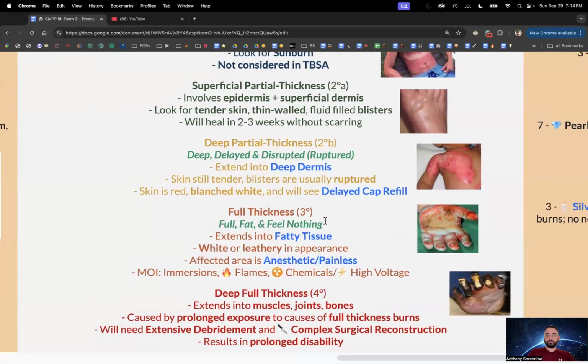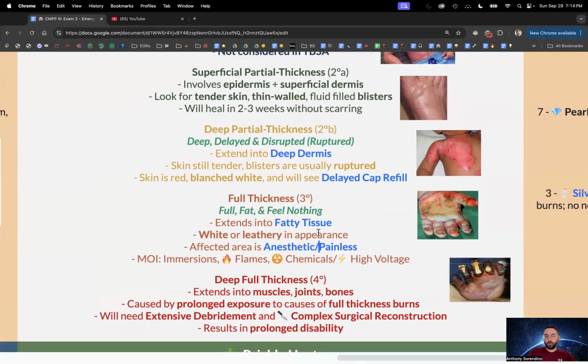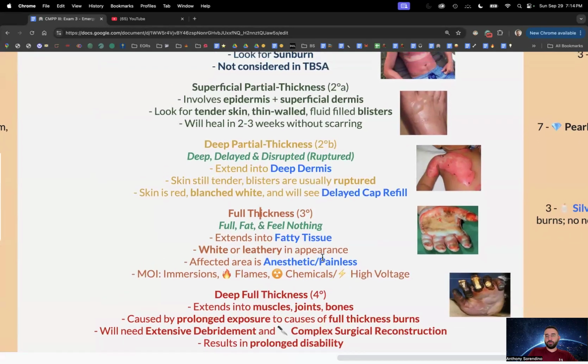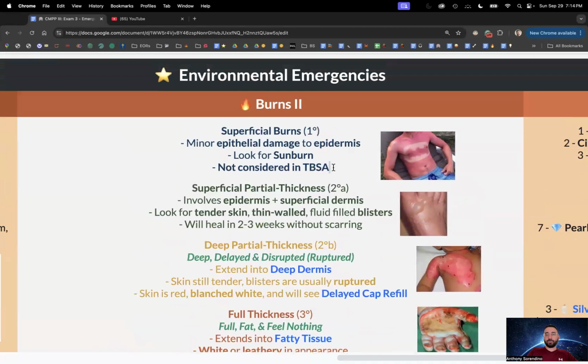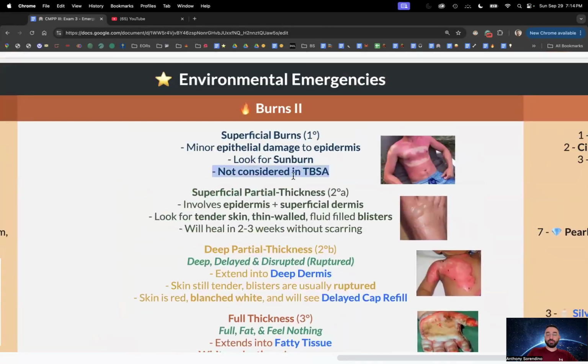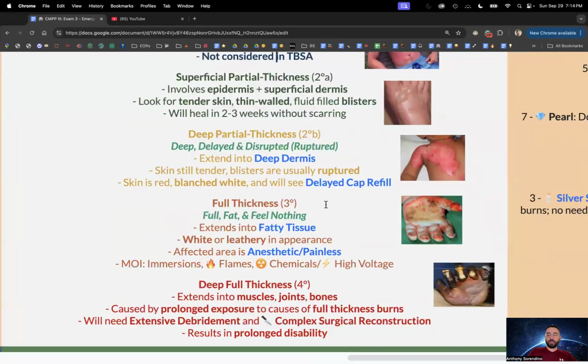Okay. All the other ones, I really don't think are that important. Knowing full thickness and third degree, and that you should be able to go one below or one above if the question is something different. What is interesting though is that superficial burns like sunburn, as bad as this looks, is not considered when you're doing a total body surface area calculation. So you probably give them fluids anyway, but you don't need to put this into a Parkland formula or anything like that.